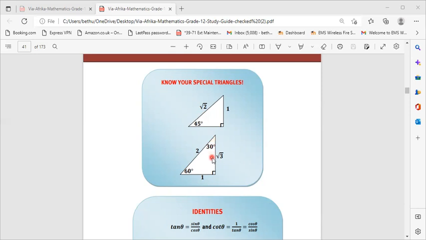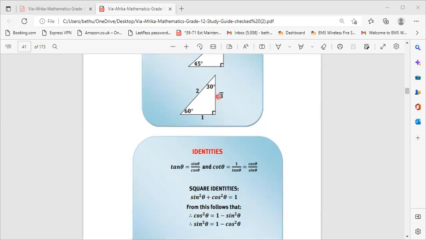Now, we're going to move on to the second special triangle. Imagine you have a right angle triangle, and the reference angle is 60 degrees. So the opposite side of 60 degrees is square root of 3, please correct that on your graph, it's square root of 3. The adjacent side is 1. The hypotenuse is 2.